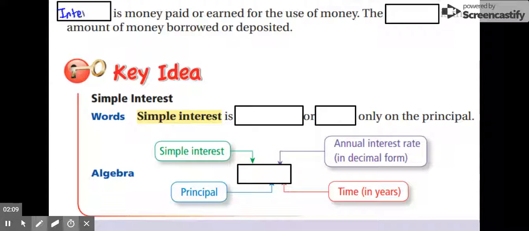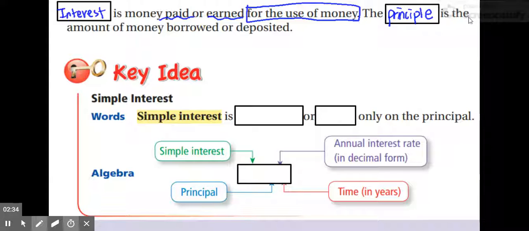Interest is money paid or earned for the use of money. So for the use of money, I need you to put a little box. So the money amount, the money you paid or the money you earned for the use of money. And we need to know one more term. It's principal. Principal is the amount of money borrowed or deposited. So this is like the starting money, starting number.